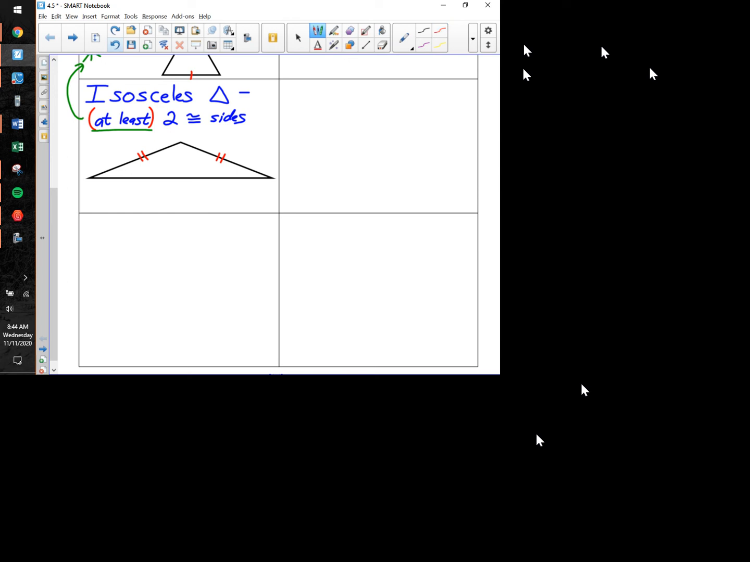Let's get our vocab down, guys. In an isosceles triangle, the two congruent sides are both called the legs of your isosceles triangle. We need to know that. And the third side, okay, now this is a little bit misleading. The third side is called the base.